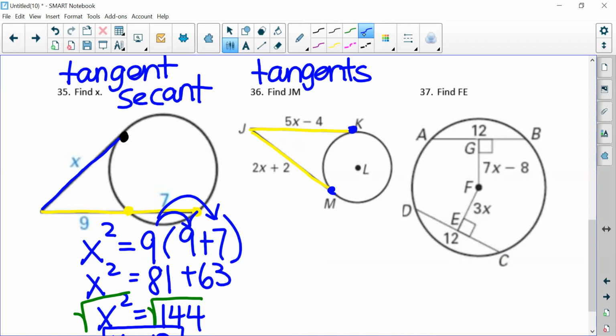So to solve for X, because we know this is a party hat and two tangents are congruent or equal to each other when we see a party hat, to solve for X, we just take the lengths of the segments right now, which are 2x plus 2 and 5x minus 4, and set them equal to each other.